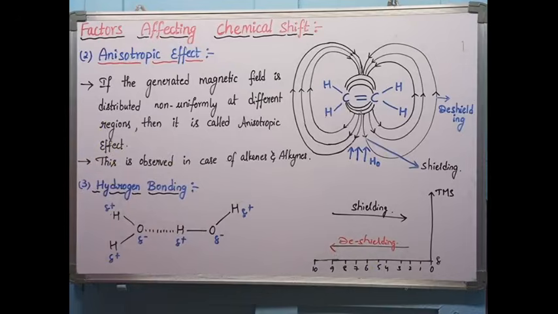Okay, so in this way, anisotropic effect, hydrogen bonding and inductive effects change the chemical shift values. Okay, so this is about factors affecting chemical shift.